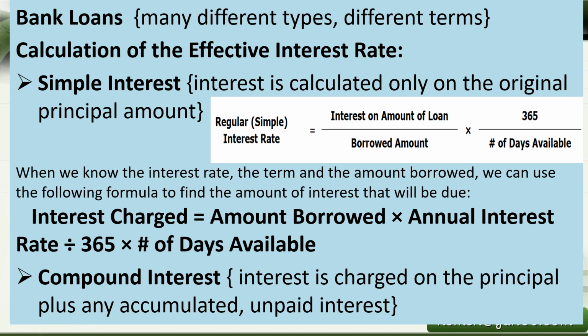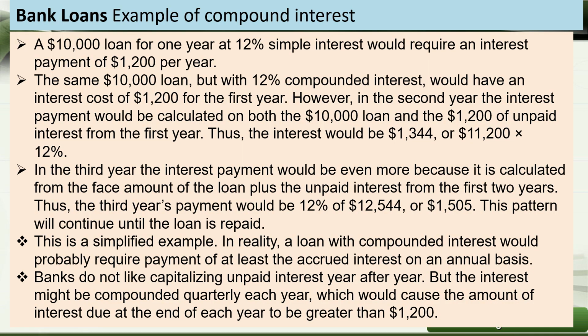Compound interest is interest charged on the principal plus any accumulated unpaid interest. We will see with some examples. A $10,000 loan for 1 year at 12% simple interest would require an interest payment of $1,200 per year. Simple. So if it is simple interest, every year $1,200 will be interest and it will be paid back, and the principal will be paid at the end of the maturity like a balloon payment.